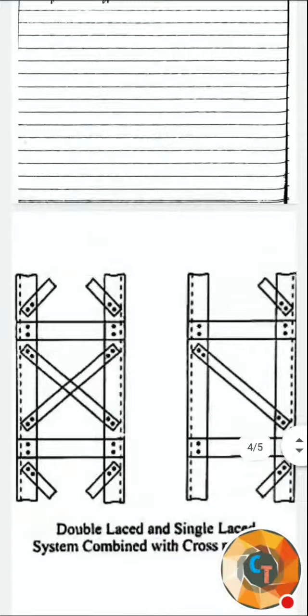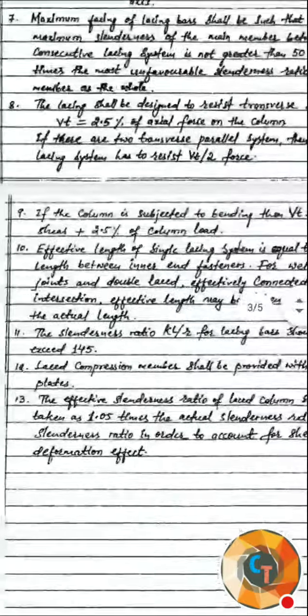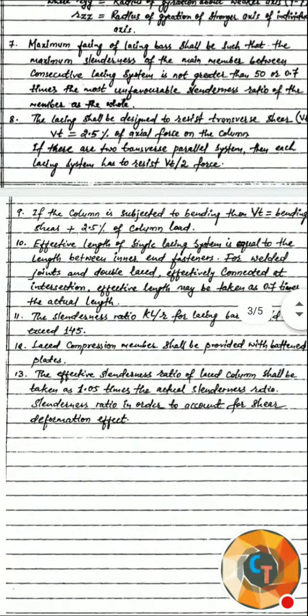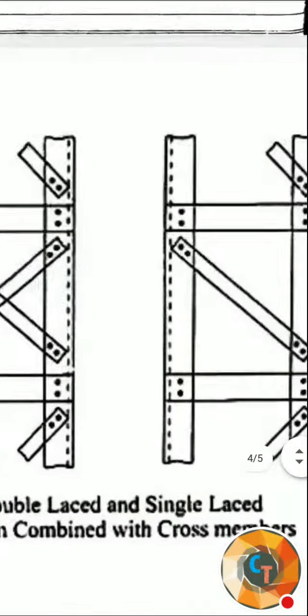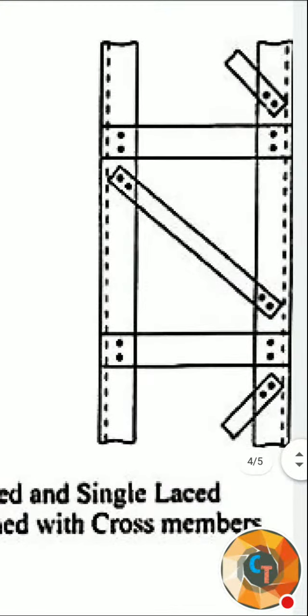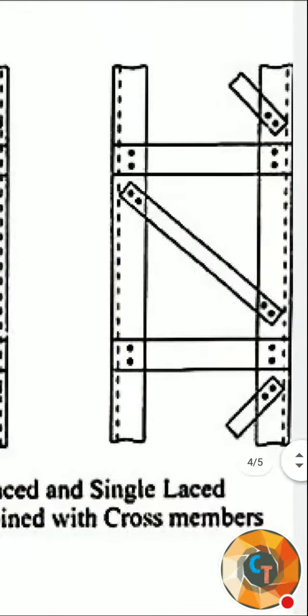That is what the 12th point says: laced compression members can also be provided with batten plates. Both can be provided simultaneously, lacing as well as battens. Today we will only discuss lacing; another part is on battens. You can provide both at a time in a compression member.